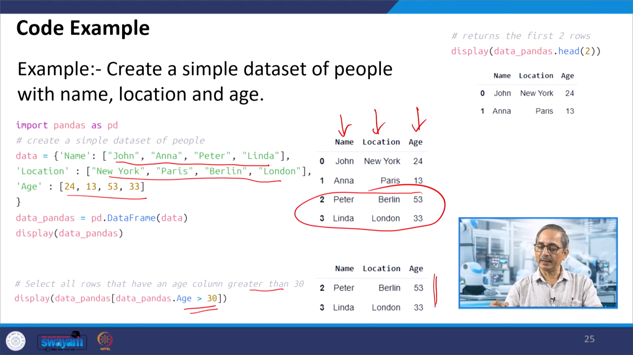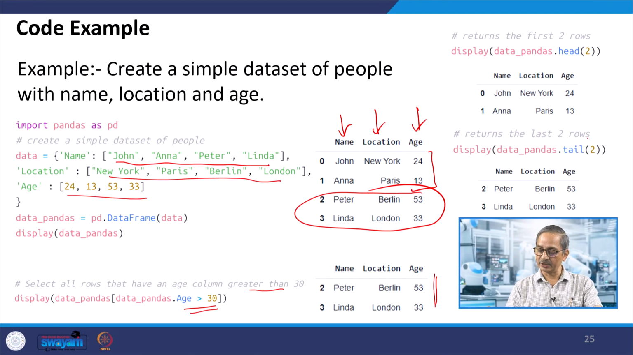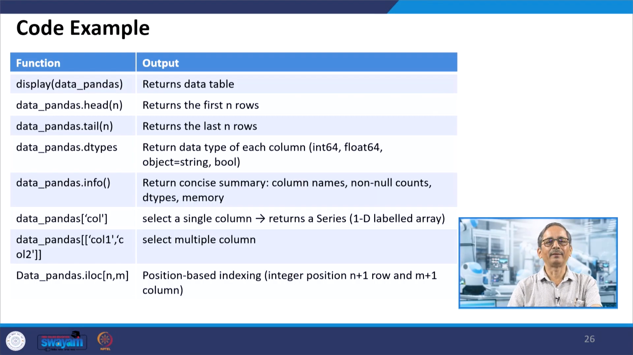So this way we can pick up that. Similarly, we ask to return the first two rows, so we can get these as the first two rows. Then return the last two rows. So dot head is used for the first two rows, whereas dot tail is used for the last two rows. So this way we can extract data from the main data. The code examples could be various functions, say display data_pandas, it will be returning the data table. Then we can have dot head, which returns the first n rows, and dot tail, the last n rows.